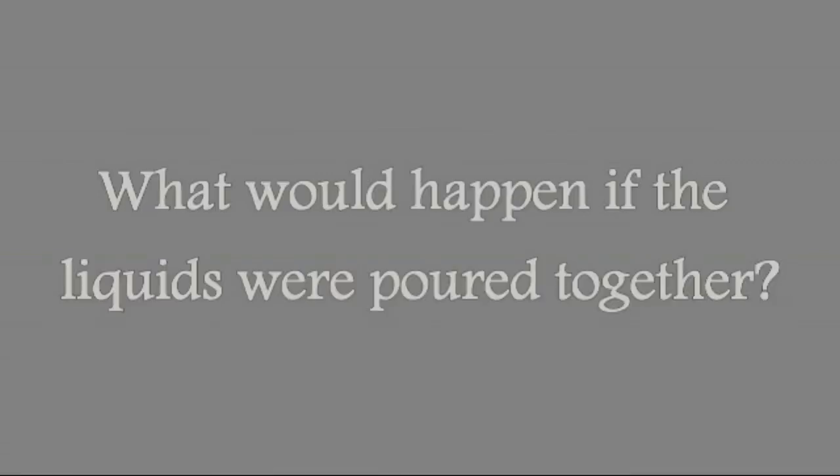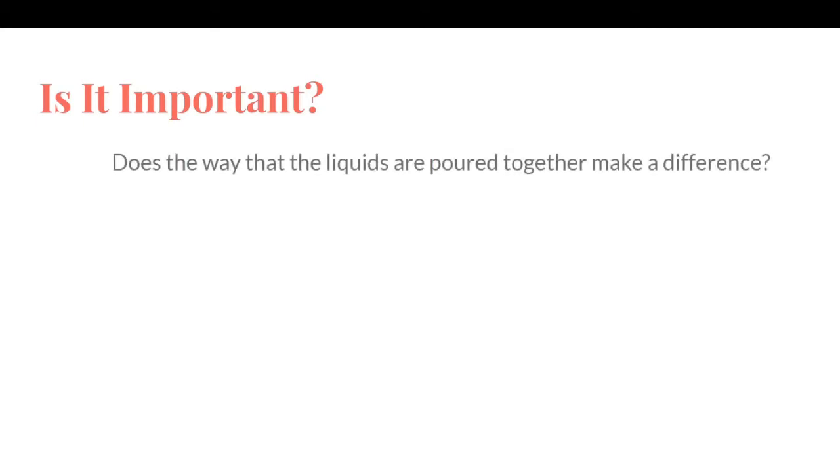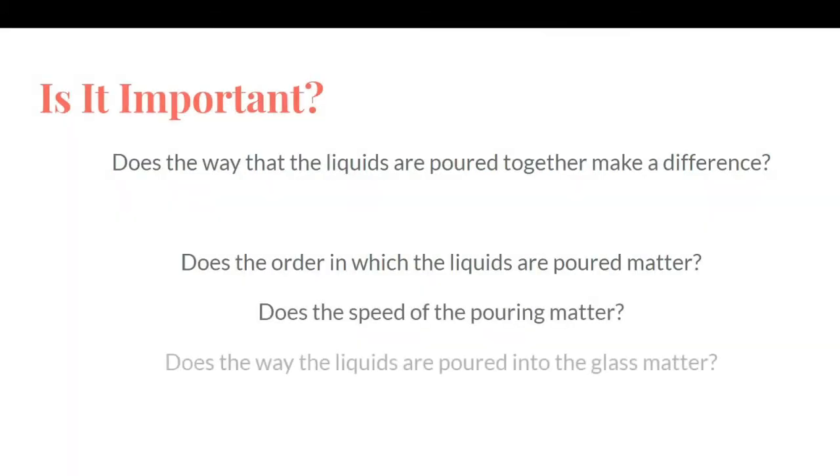Ask your child what would happen if the substances were poured into the same glass and let them predict the results. Once they have a prediction, discuss whether the way in which the liquids are poured together would make a difference. Does the order in which the liquids are poured matter? Does the speed of the pour matter? Does the way the liquids are poured into the glass matter?